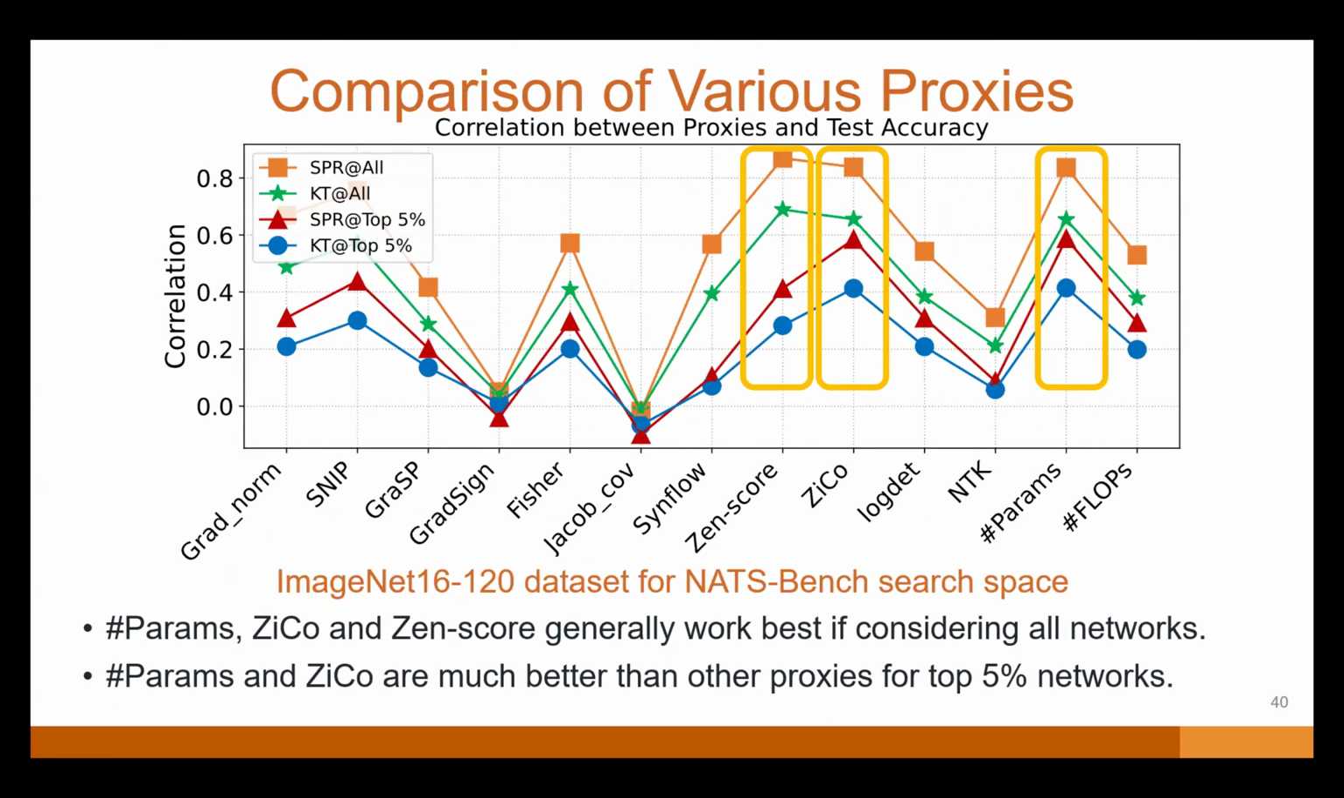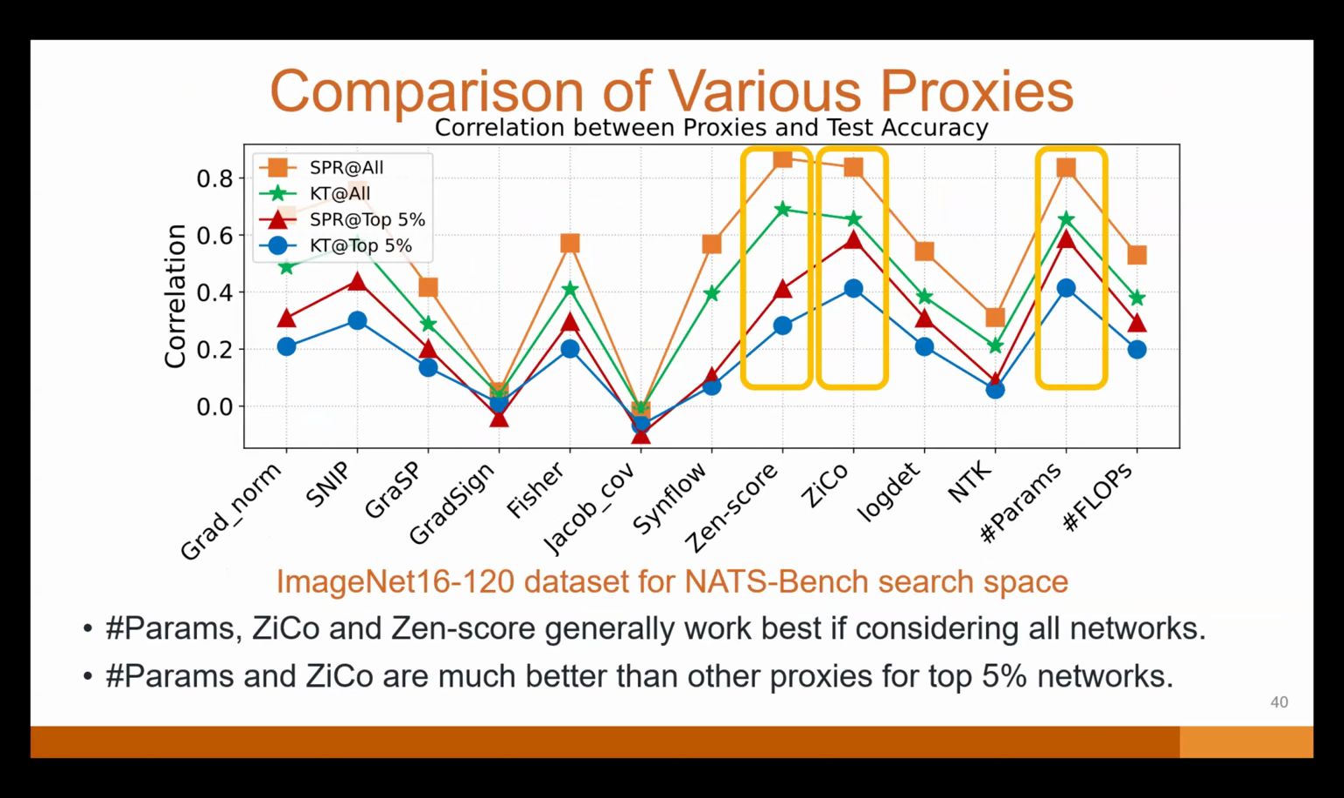Another comparison here involves ImageNet, okay, for NATS benchmark. And in this case, you could see that again, all orange and green, these are the best, meaning the highest value, 0.6 and 0.8.